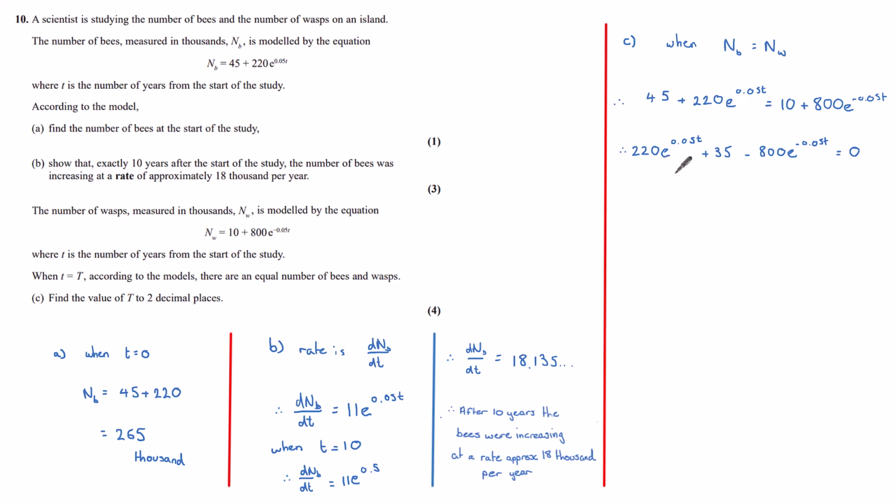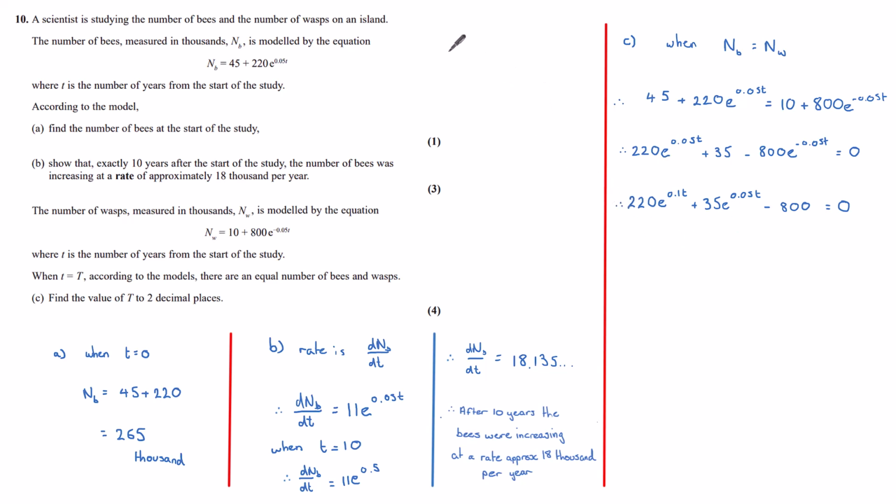So let's multiply each term here now by e to the 0.05t. That gives us 220 e to the 0.1t plus 35 e to the 0.05t minus 800 is equal to 0. Now this is a quadratic in terms of e to the 0.05t.